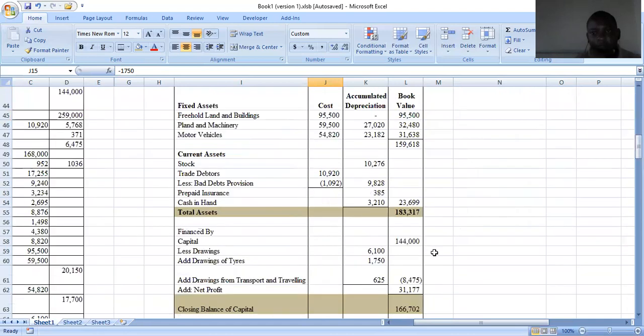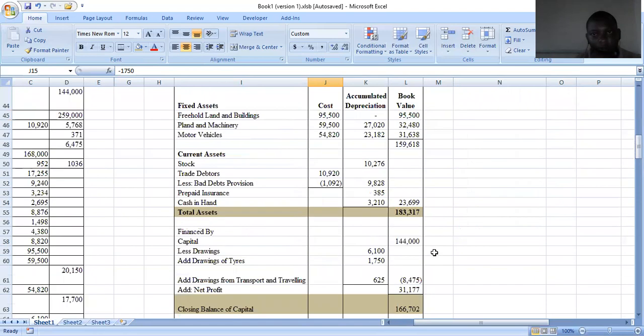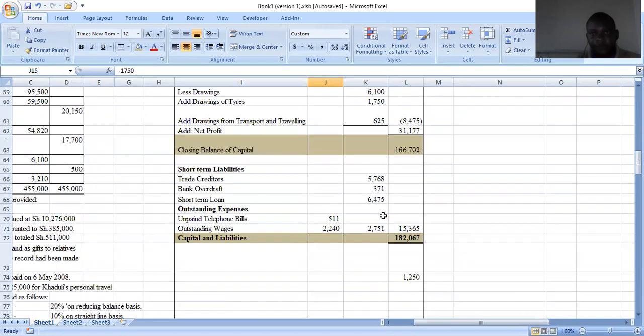Hii tofauti ya 1250 inatokea wapi? Any other question? Swali lingine? But the concept is clear. Okay, sawa. Let me find out where the error is and I will send back to you. Okay, so jioni njema kila mtu.